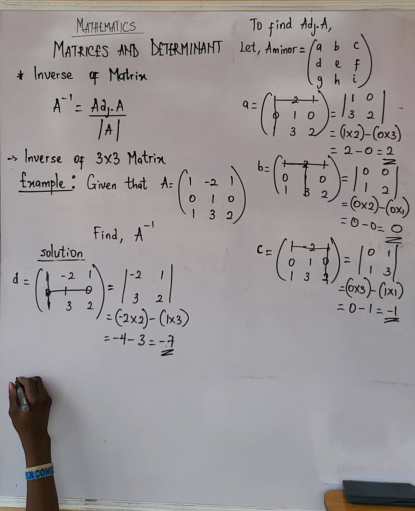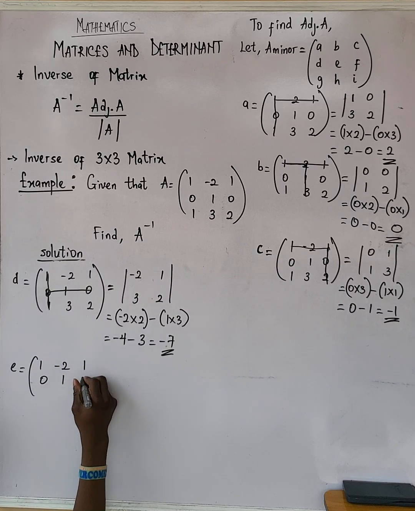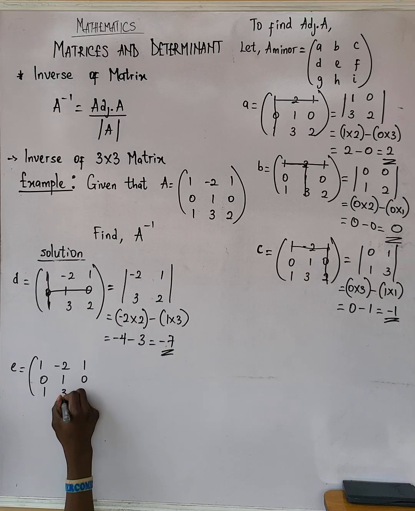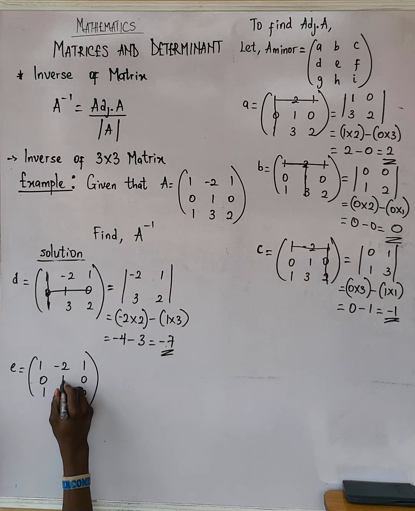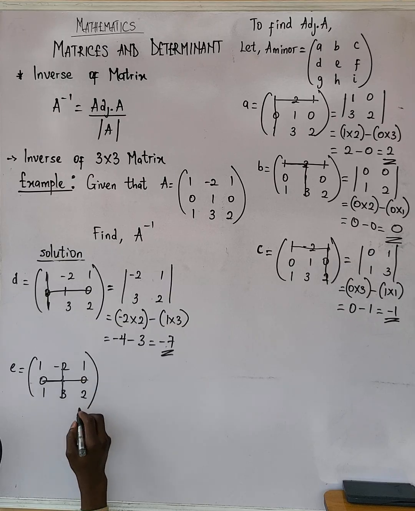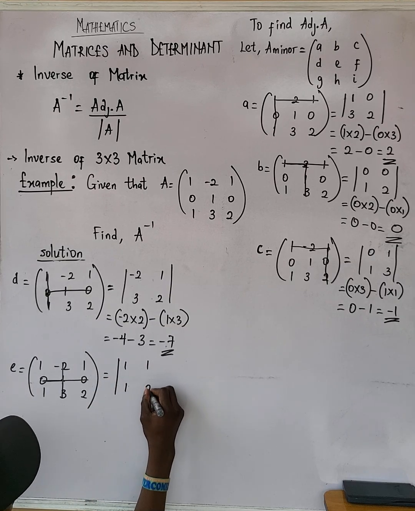Now going to E, you write the question: 1 minus 2, 1, 0, 1, 0, 1, 3, 2. Which position is E? Here. Cancel the row, cancel the column. What are we seeing left? I'm left with 1, 1, 1, 2.